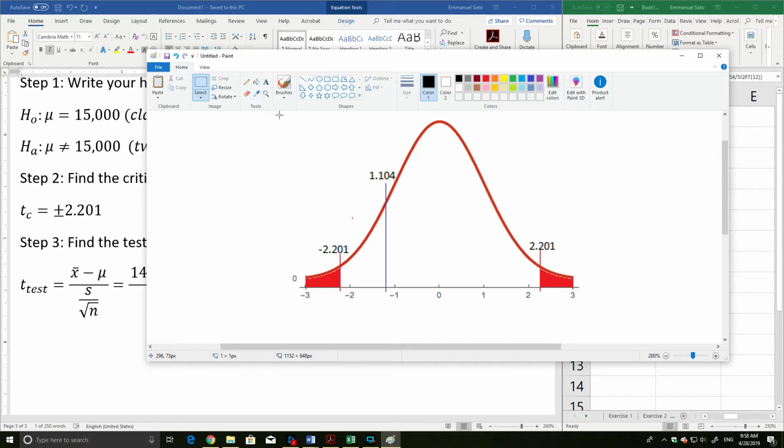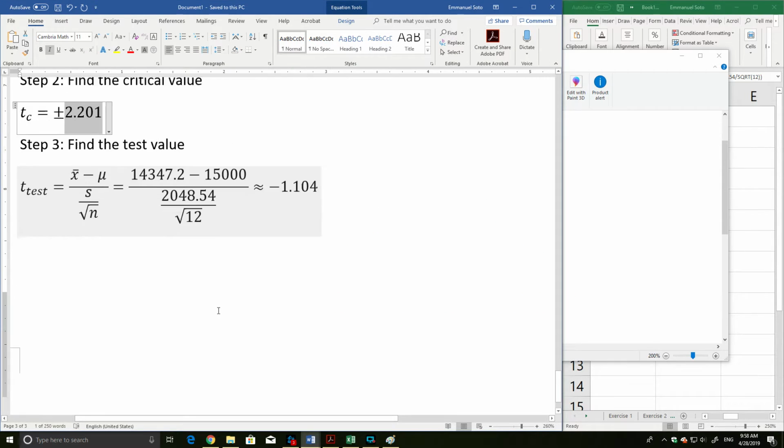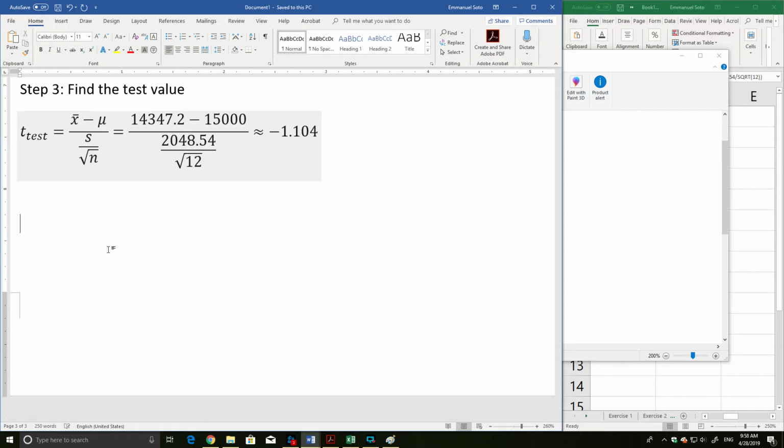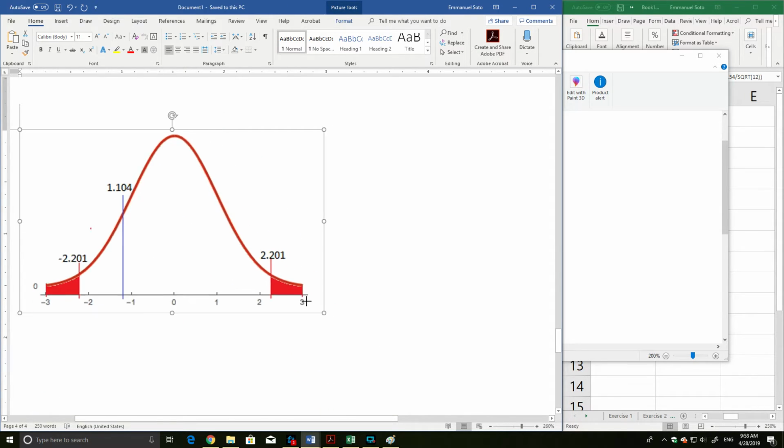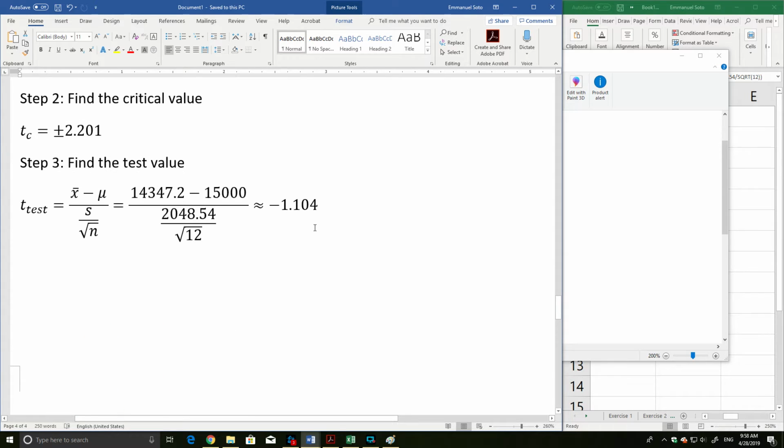Now I'm going to go ahead and select this diagram, and I'm going to go ahead and copy paste it into my report, and I'm going to just make it smaller. It doesn't have to be that big. And now we have our guy.